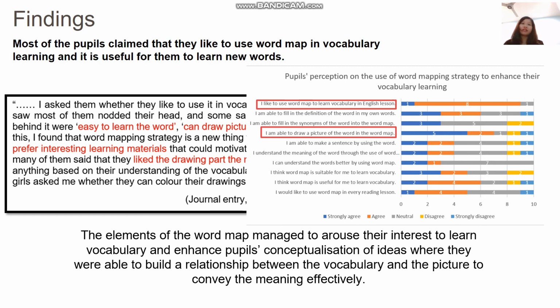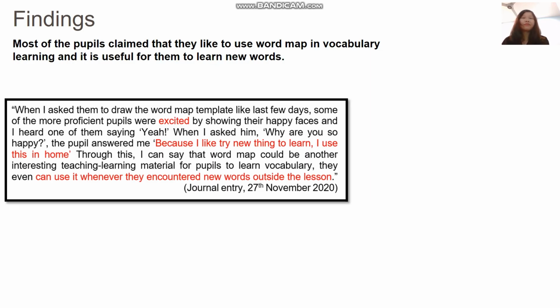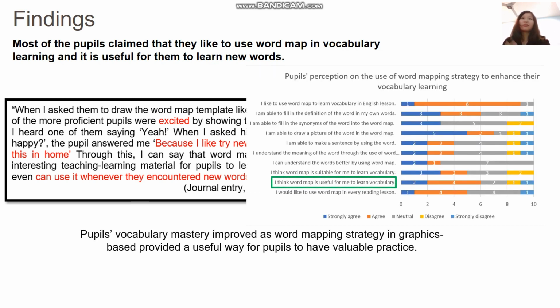convey the meaning effectively. Also, another journal entry stated that the pupils were excited because they have new things to learn and even use word map at home. So this proved that they can use word map whenever, outside or inside the lesson. So yeah, this is supported by the data from the questionnaire.